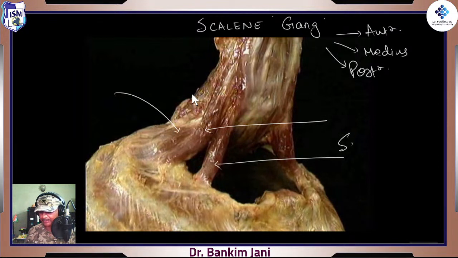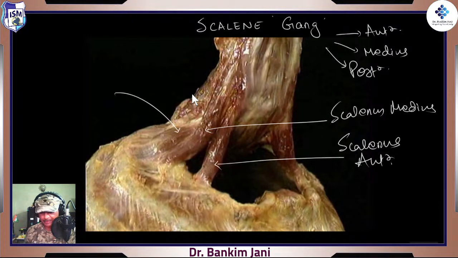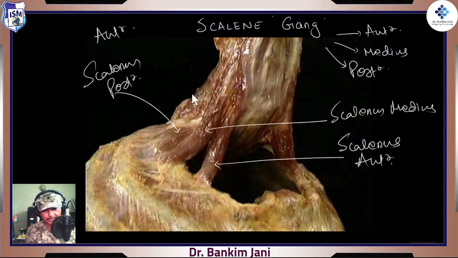So they are called scalenus anterior, scalenus medius, and scalenus posterior. And yes, this is the anterior view. We are watching anterior. That's the rib, and this one is the clavicle.